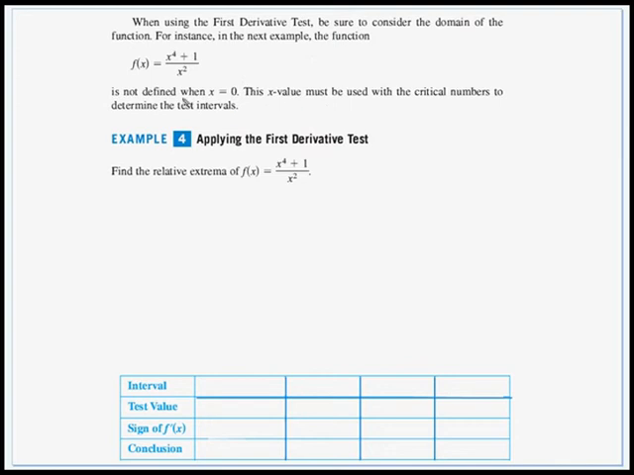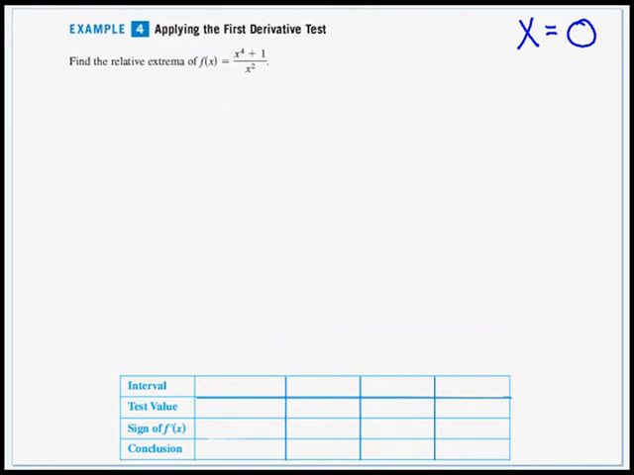So before we even derive it, look at the function. If you see a rational expression, we know that it is not defined at x is 0. So that is a number we're going to use to chop up our intervals, but we're not going to have a min or a max there because, of course, our function is not defined at that x value. So it says here, find the relative extrema of this function.